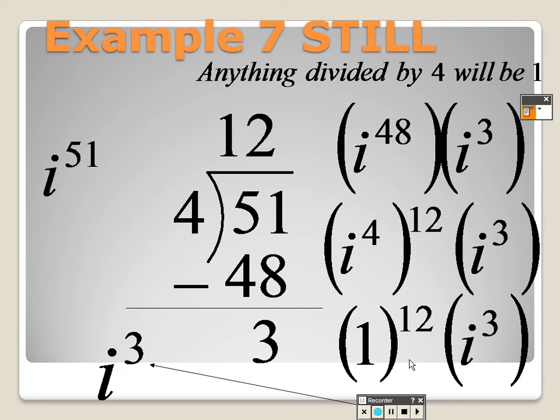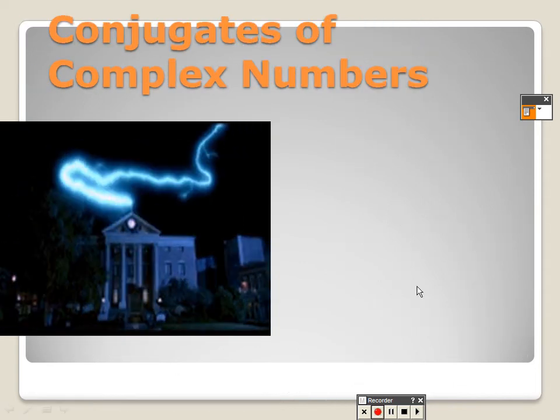So really, you have i cubed, and i cubed, we actually know we can rewrite as a negative i as our answer, not negative 1. It's actually a negative i that we want. A negative i, not a negative 1. i cubed is negative i. Remember that. Negative i is the answer there.